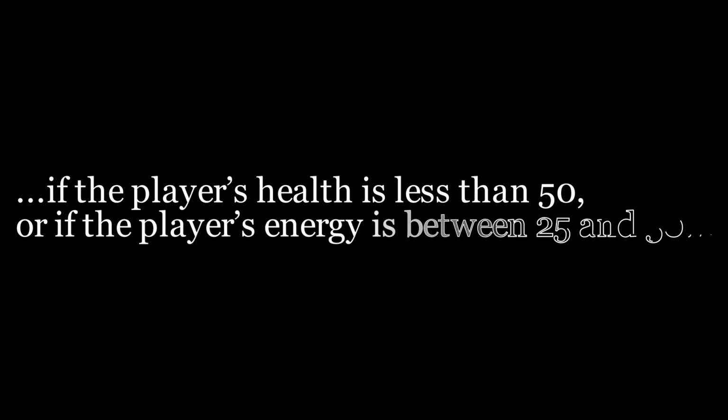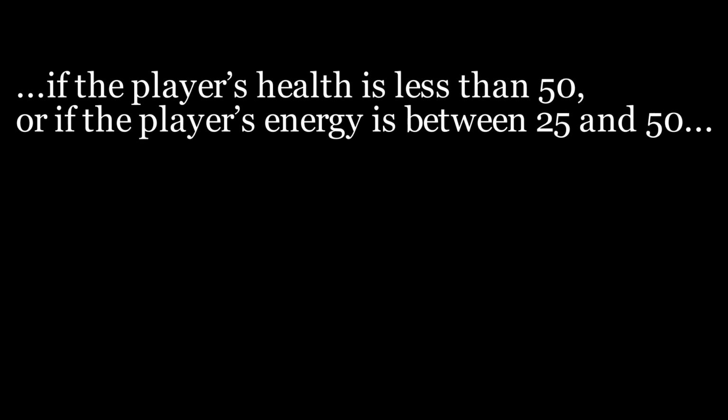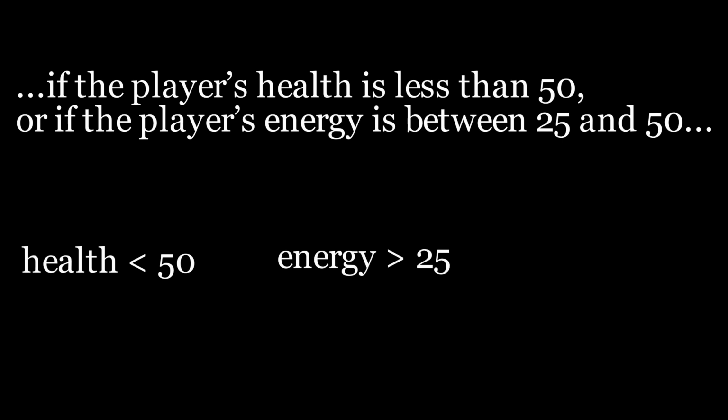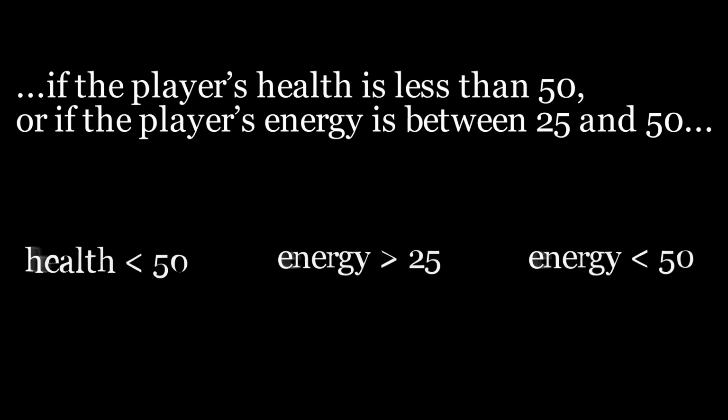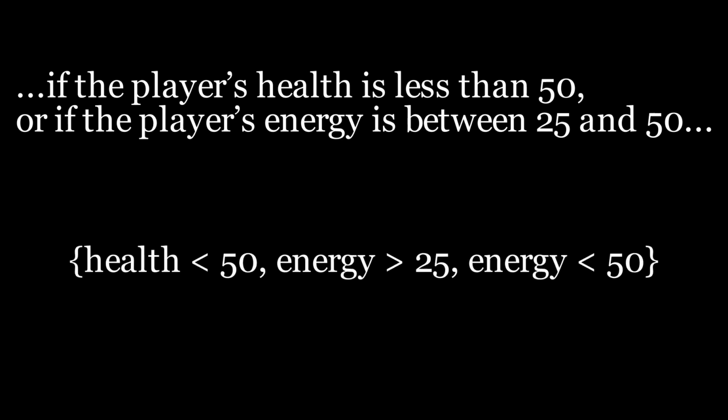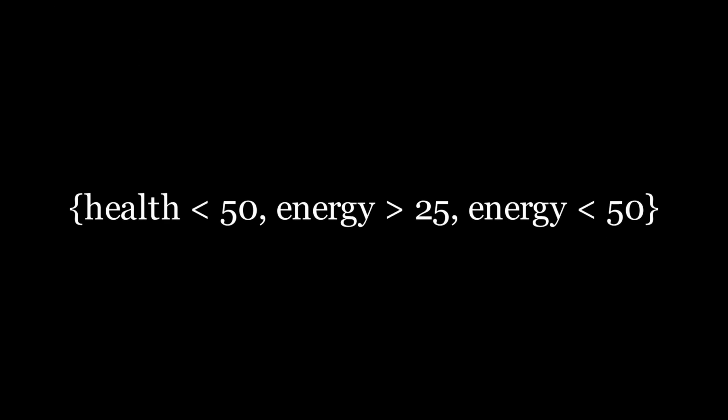If the player's health is less than 50, or if the player's energy is between 25 and 50. Here, there are three distinct requirements. The player's health is less than 50, the player's energy is greater than 25, and the player's energy is less than 50. If we just throw all of these requirements into a list, we wouldn't have enough information to properly evaluate the intended requirement. How do we know which individual requirements need to be met in order for the whole thing to be considered true?